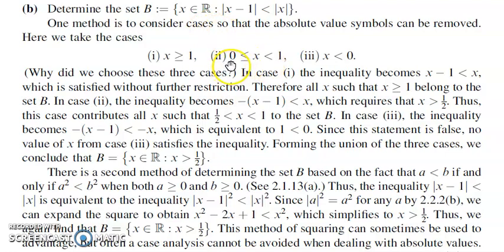When x is in between 0 and 1, all the elements which are in between 1 by 2 and 1 satisfy this inequality, which implies all the elements in between 1 by 2 and 1 belong to the set B. So combining these two, we get the set B consists of all real numbers which are greater than 1 by 2. This is one method of solving this problem.